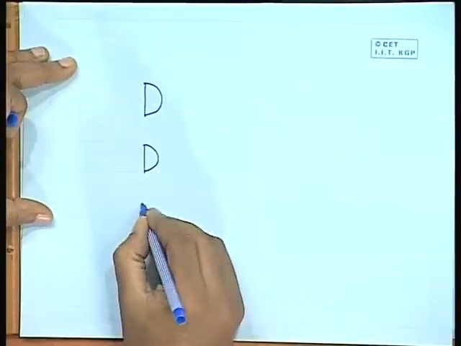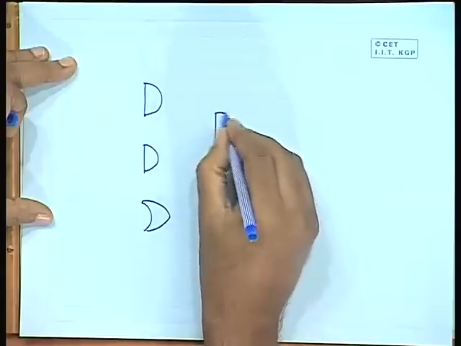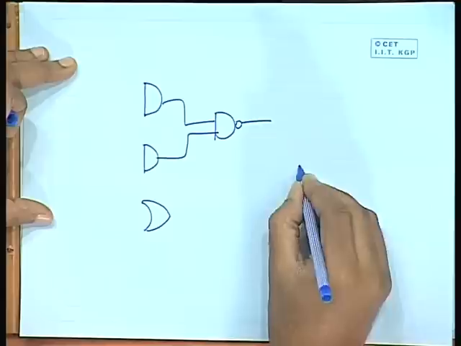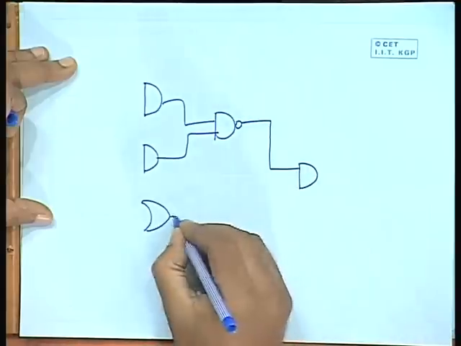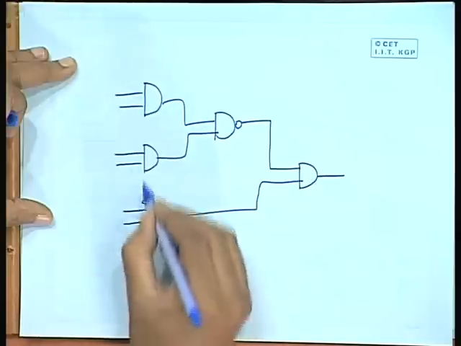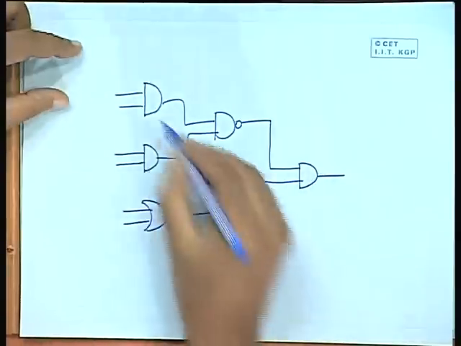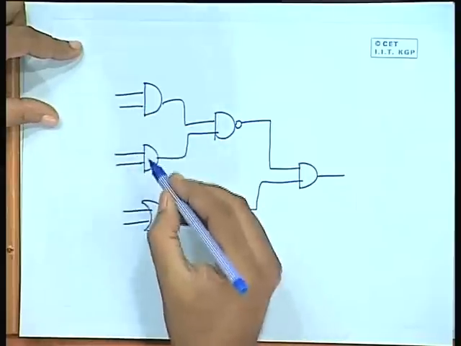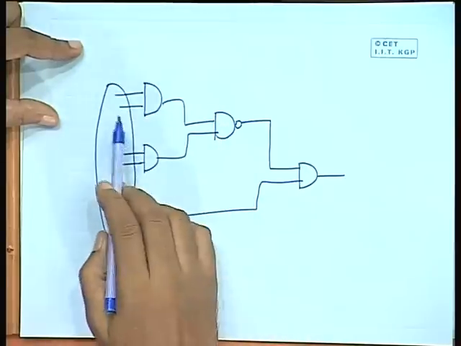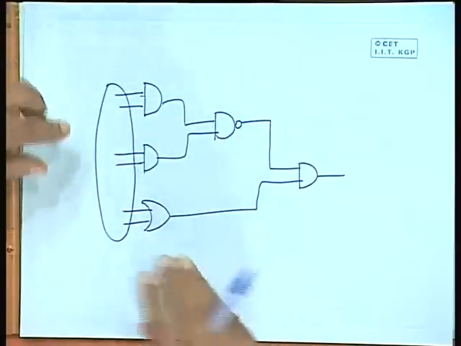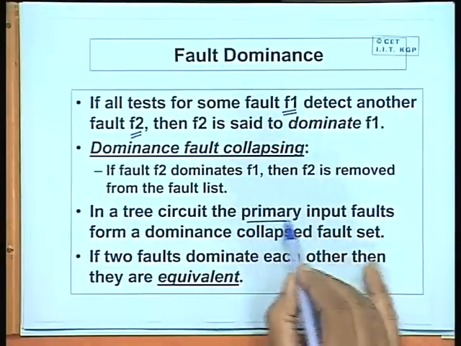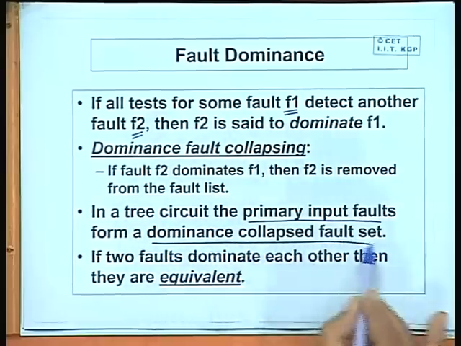Suppose I have a circuit like this. This is an example of a tree circuit. There are no fan outs. Well, here what it says is that if you consider only stuck-at faults on the primary inputs, this will constitute the primary input faults forming a dominance collapsed fault set.